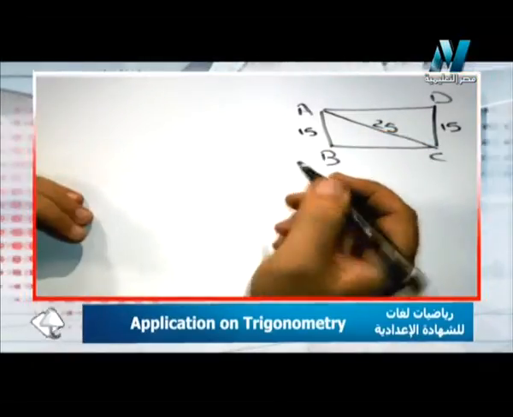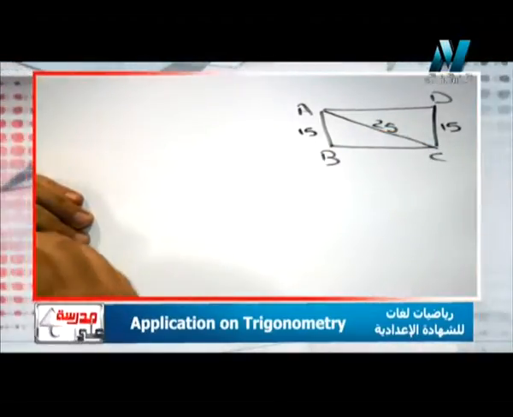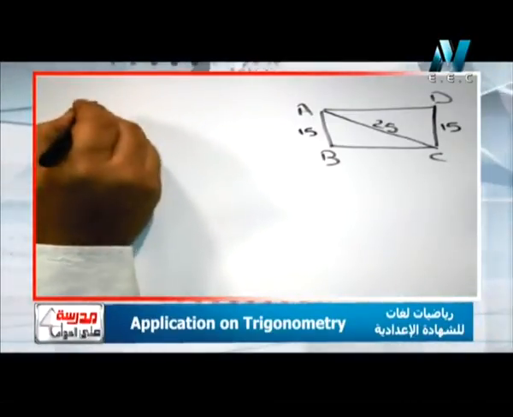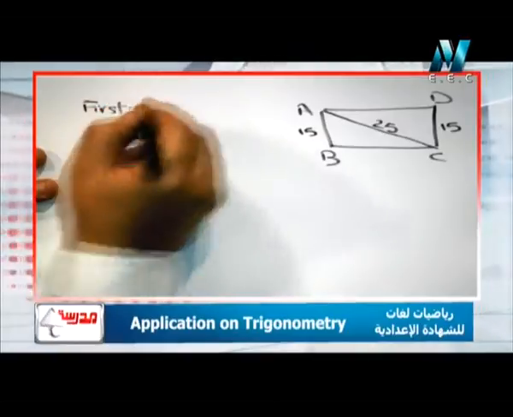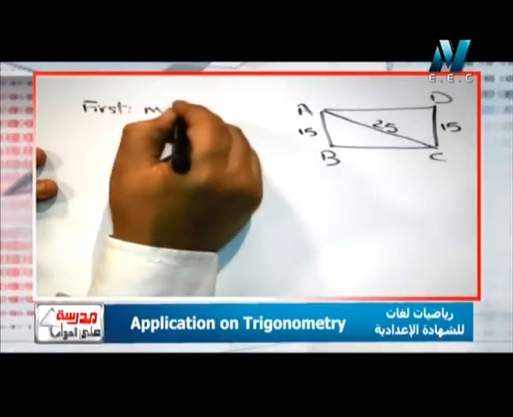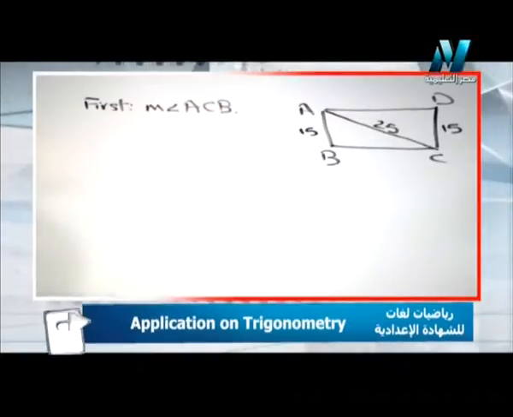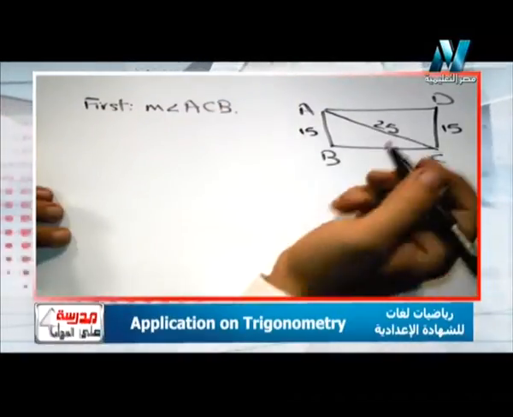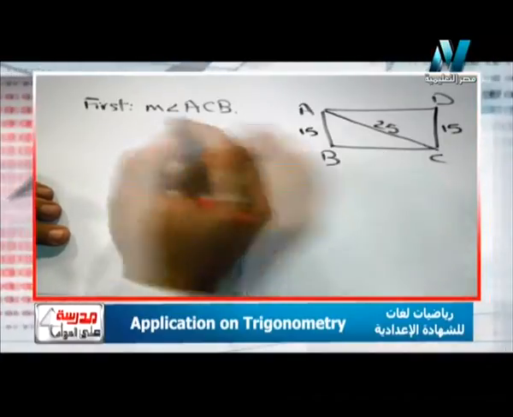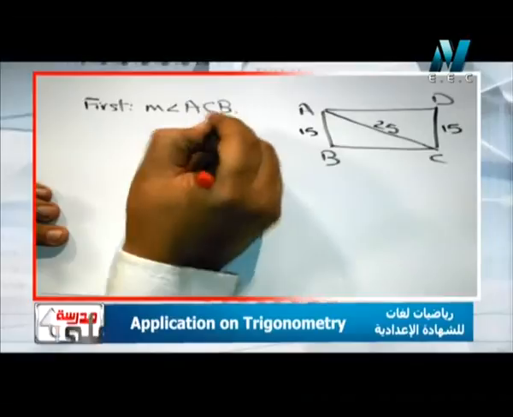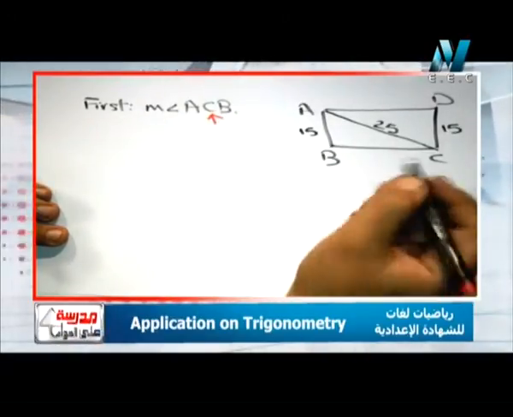And the first thing I have to know here, how can I find measure angle ACB? So this is the first required in the question. First, measure angle ACB. Okay. The first thing we have to do in something like this, we have to identify measure angle ACB. Where is angle ACB? Actually, the vertex is C, so this is angle ACB.